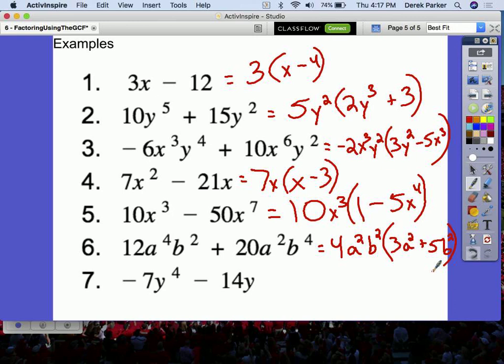Last one. Negative 7 and negative 14. The greatest common factor will be negative 7. Y to the fourth power and y is just y. Y to the fourth power divided by y is y to the third power. Negative 7 divided by negative 14. Be careful. Positive 2. And there's my answer.